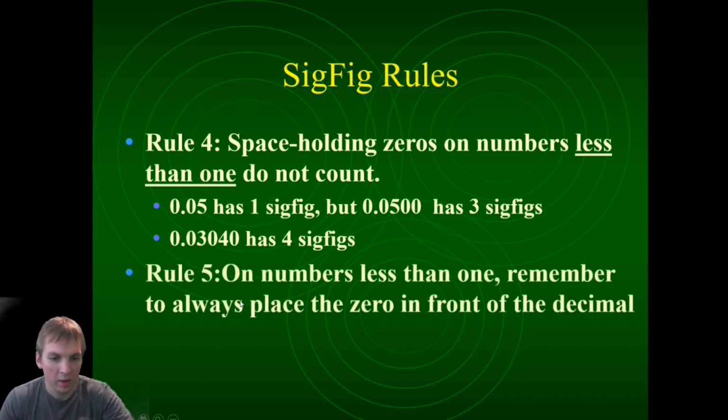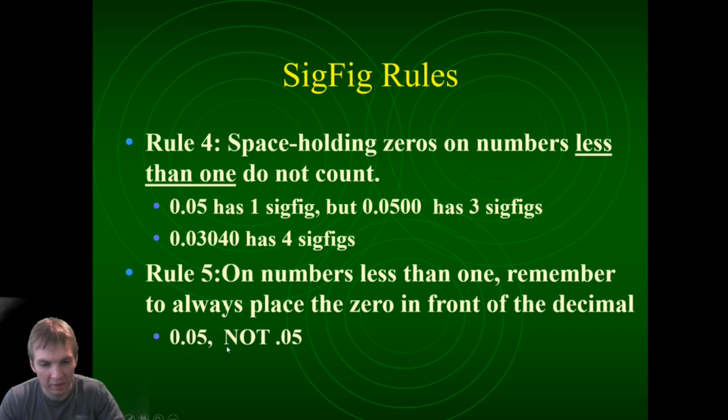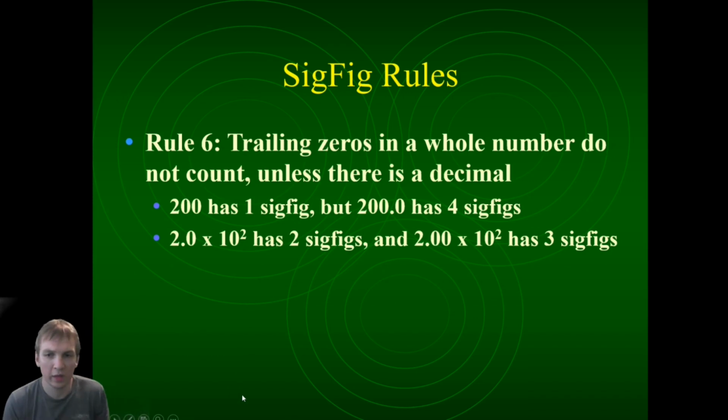Okay. Rule number 5, on numbers less than 1, remember to always place the 0 in front of the decimal. Okay, that's just a simple rule. In math calculations, in science, we always want to put a 0 in front. Never write it without the 0, like .05. I know mathematically this looks the same, but it's just a good habit in math. We always want to show that 0 in front if the number is less than 1. All right. And then the final rule is that trailing zeros in whole numbers do not count unless there is a decimal. So just a final review.